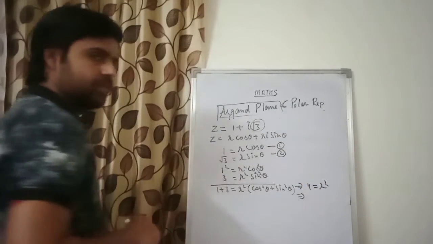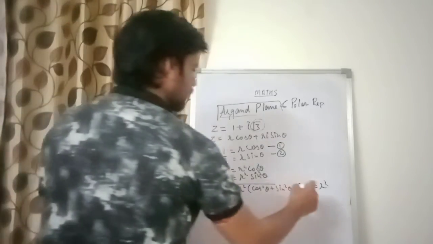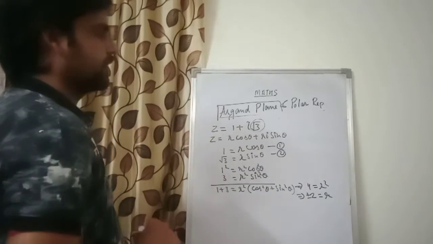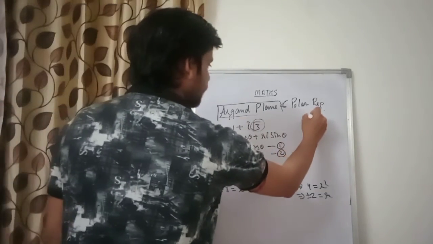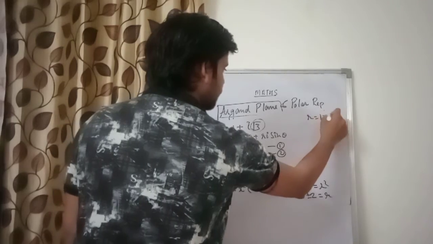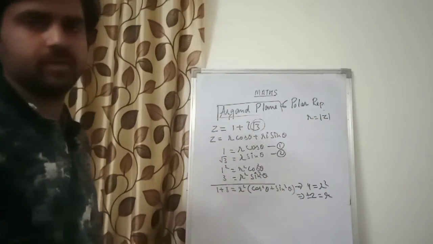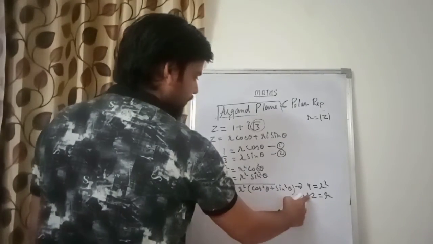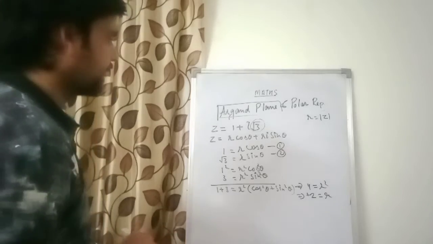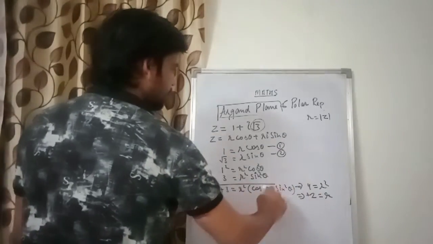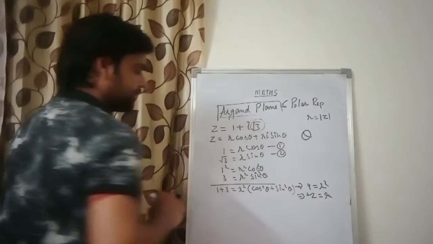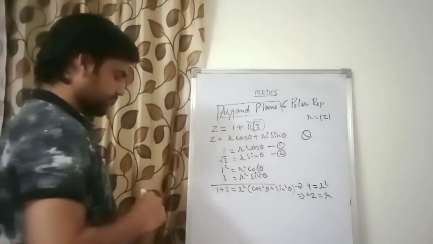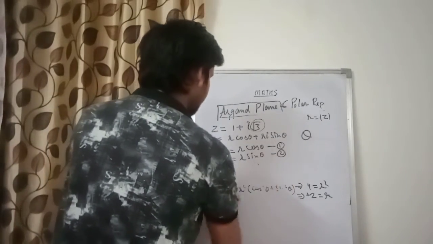Now it has two possible values. R can be plus minus 2, but since we are representing the complex number in polar form, r is the mod of z, the mod of the complex number, and mod value can never be negative. So what value are we going to take for r? Only the positive one, that is plus 2. Now we found r. What is left is to find theta. We are going to put the value of r here and find theta. So r is 2.